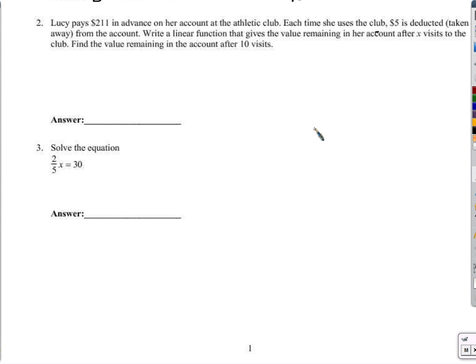All right. If you're not sure how to write this function, you could try some specific values, such as 10 or smaller values, to help you build up to how do I write this function with an x in it? So if she starts with $211, and you're going to deduct $5 every time she goes to this athletic club, then after one use, she would be down $5. After two uses, she would be down $10.